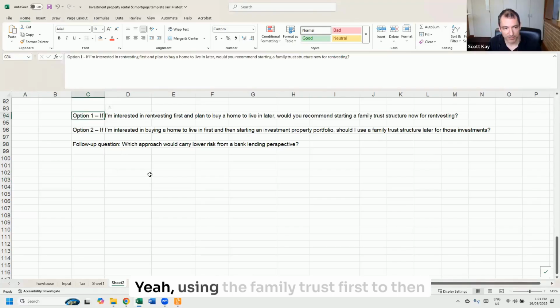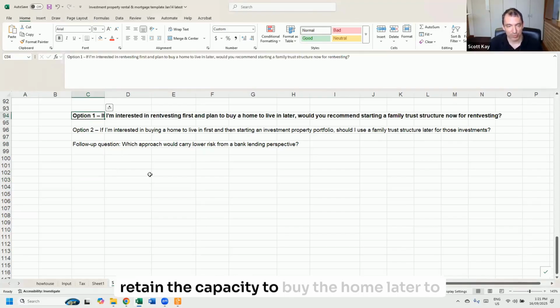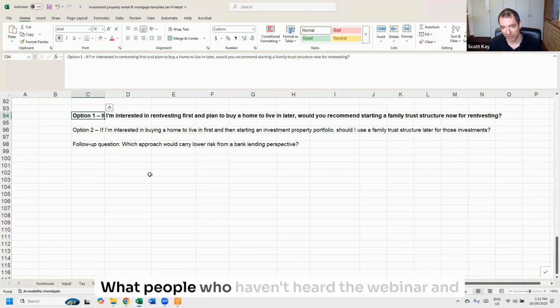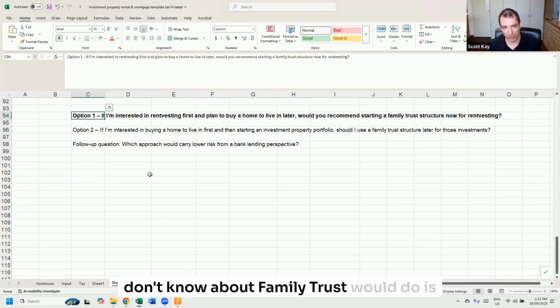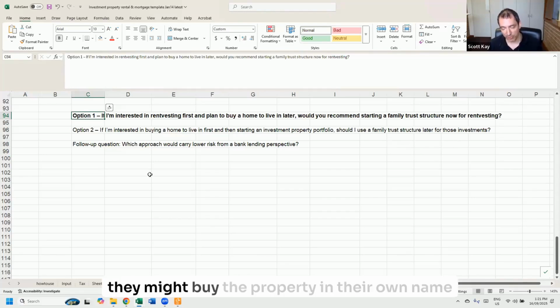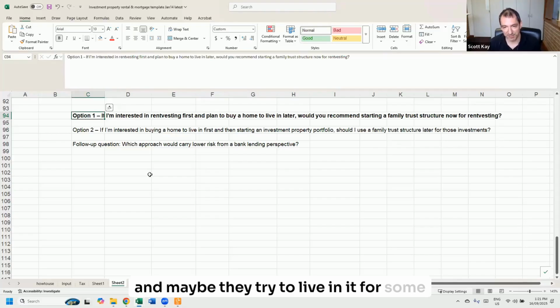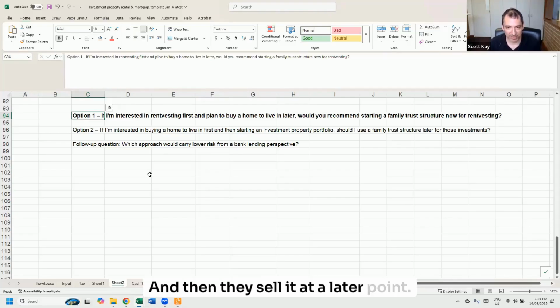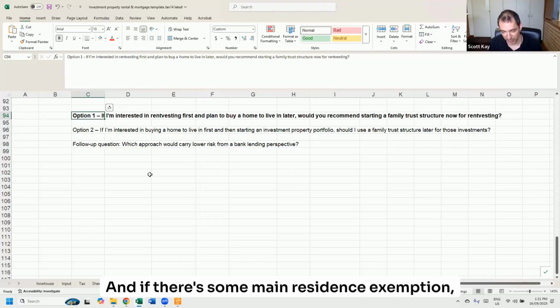Using the family trust first, to then retain the capacity to buy the home later to live in, is the way that I'm suggesting in this webinar that can be more advantageous. Obviously, what people who haven't heard the webinar or don't know about family trusts would do is buy the property in their own name, and maybe they try to live in it for some time to get the main residence exemption, or not. And then they sell it at a later point. And if there's some main residence exemption, they can reduce the tax.